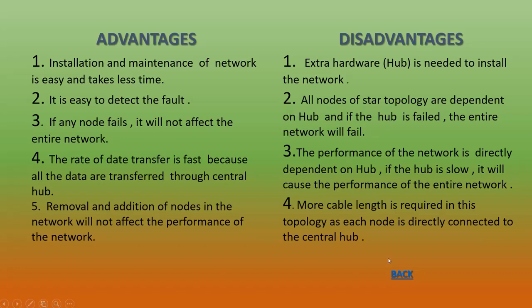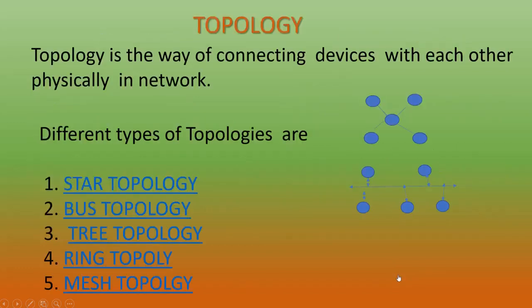Now, we can see the second type of topology. Second type of topology is bus topology. See the picture, I have drawn one picture over here. This is the bus topology picture. In bus topology, there is a common cable. This cable is known as the backbone. All the devices are directly connected to this common cable. This type of topology is known as bus topology.